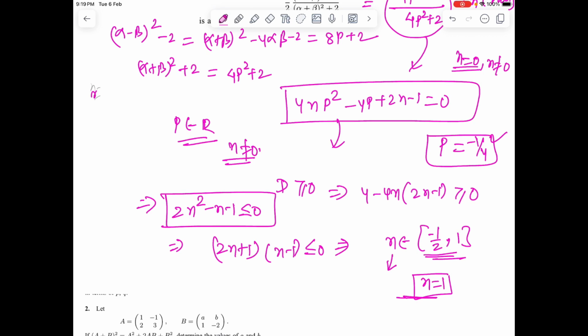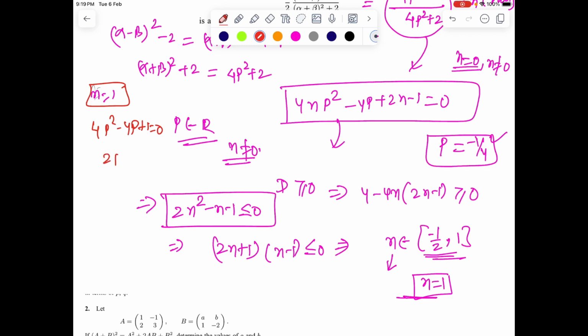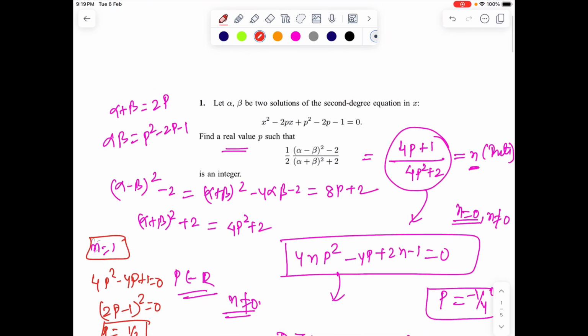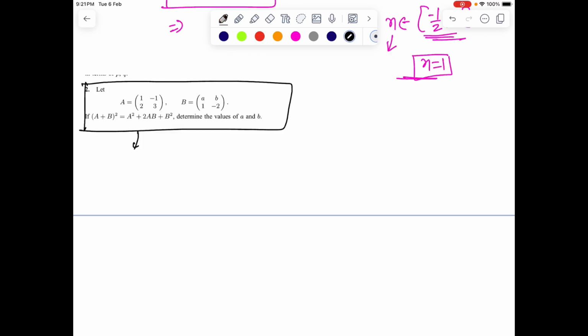If I keep n equals 1 back in the equation, that gives us 4p square minus 4p plus 1 equals 0, which gives (2p minus 1) whole square equals 0. Correspondingly p equals half. So there are two solutions for this equation. All real values of p are either p equals half or p equals minus 1 by 4. Next question, and this is an easier problem first.